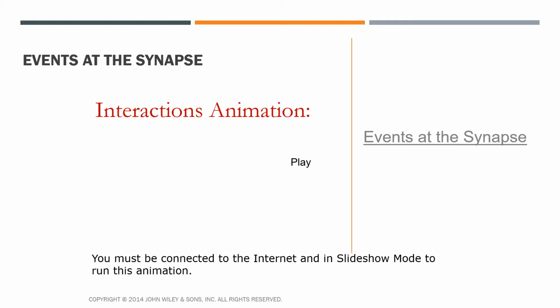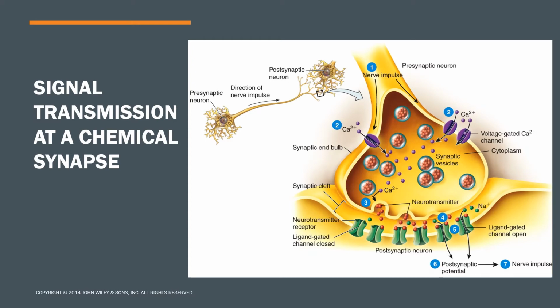Here you can click on this link here to look at events that occur at a synapse. It's a good animation there. So here is a chemical synapse in which the action potential has reached the axon terminal in the presynaptic neuron. So this neuron at the top, this is going to be the presynaptic neuron. This is the synaptic end bulb for that presynaptic neuron.